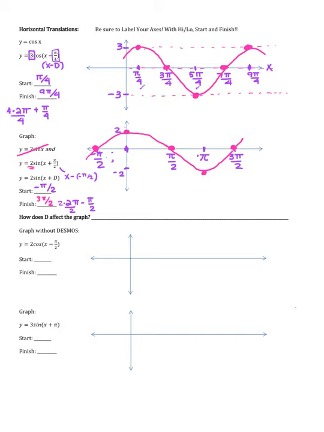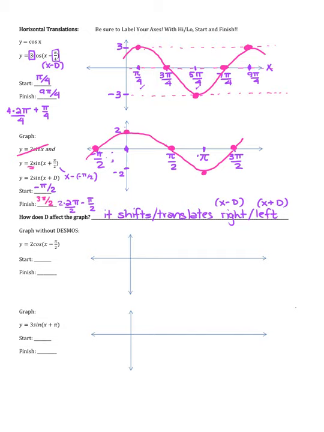We'll keep it friendly. So how does D affect the graph? It shifts or translates the graph right and left. So you would be going right if you saw x minus d, and you'd go left if you saw x plus d, because it's x minus a negative d. Okay, well, let's try this one here.